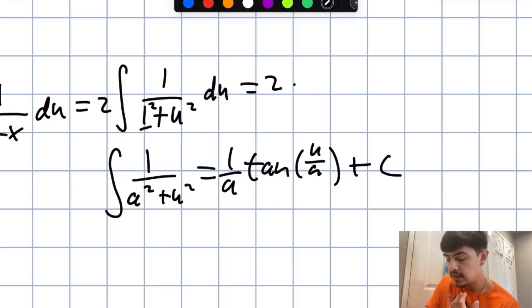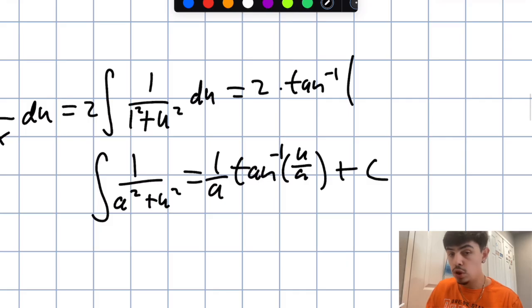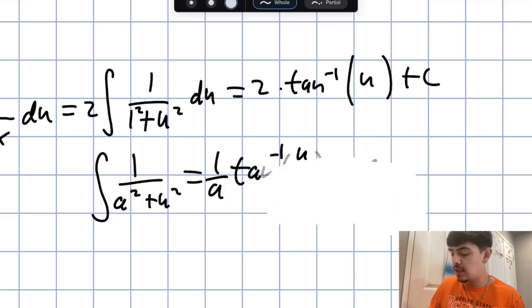When our a in this case is just 1, 1 over 1 is just 1, right? So we don't have to write that. We're just going to write 2 times inverse tangent. Sorry, it's inverse tangent. And then we're going to write our u, not u squared. The formula is u over a. So it's going to be u, not u squared, just u, over 1, or u divided by 1 is just u, plus c. And boom. That's basically it.